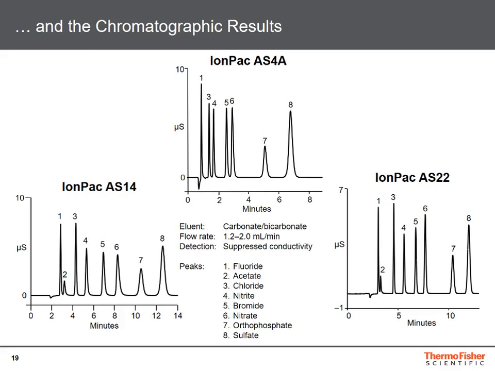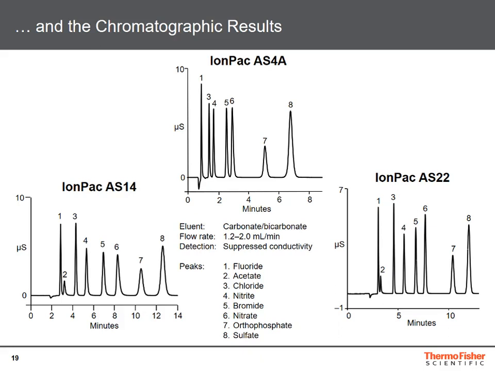But if we look a little bit more carefully, we see a lot of rounding on the peak base for most of these peaks, and this has something to do with the ion exchange functional groups not only being at the surface of the stationary phase, but also in layers underneath.